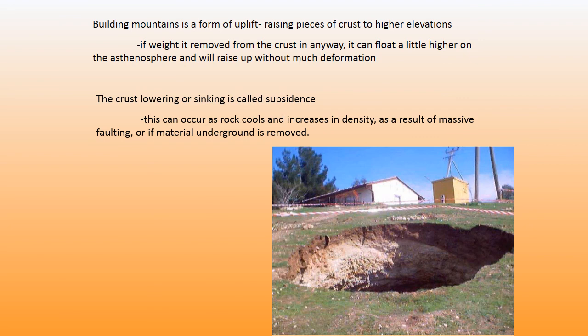The opposite taking place when a segment of the crust lowers in elevation is called subsidence. This can occur when rock cools and increases in density as a result of massive faulting, or if material underground is removed. The clearest example of subsidence would be sinkholes or the collapse of underground caverns.